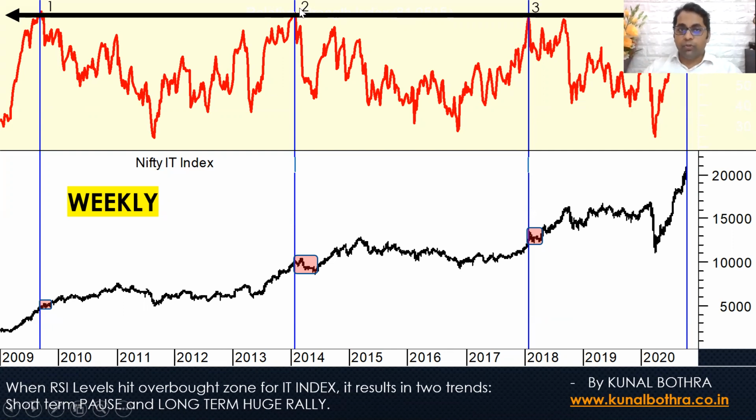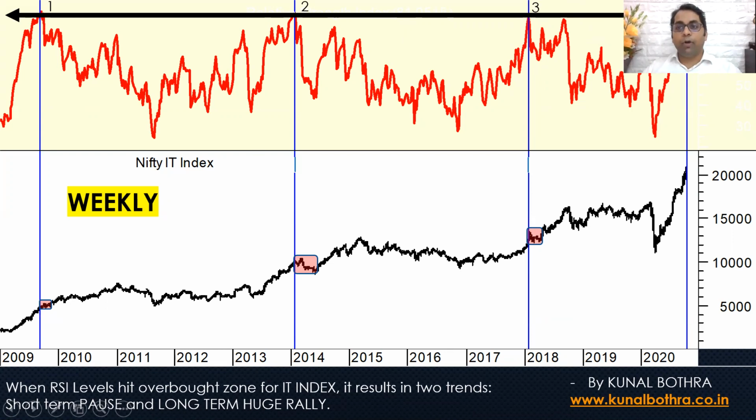Point number two is 2013 and the start of 2014, where the RSI had hit a similar overbought level. And then what happened to the prices? The prices went through a short-term correction or short-term consolidation. Come the end of 2017 or 2018, as you can see, the IT index yet again formed an overbought RSI trigger. What happened to the prices? The prices went through a short-term consolidation or a short-term mean reversion, I think that's a better word, and then the prices managed to continue to rise higher.